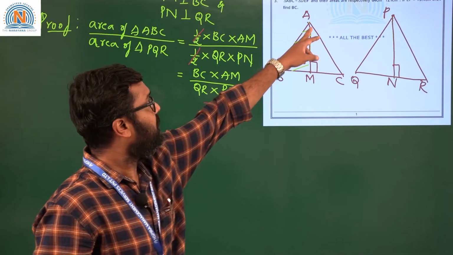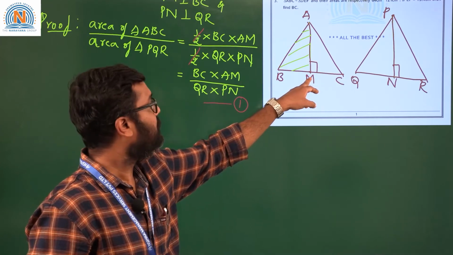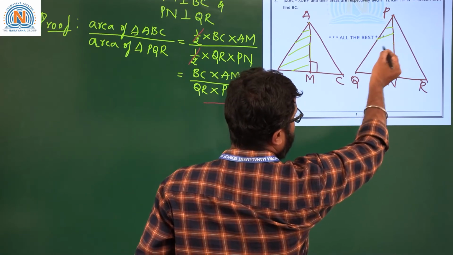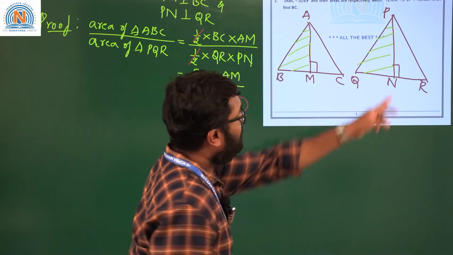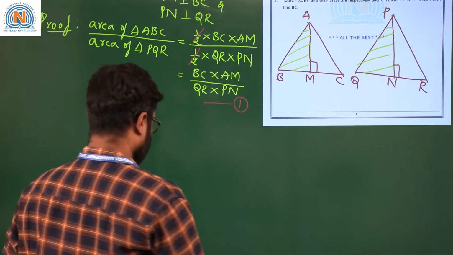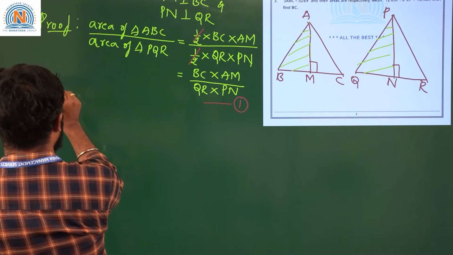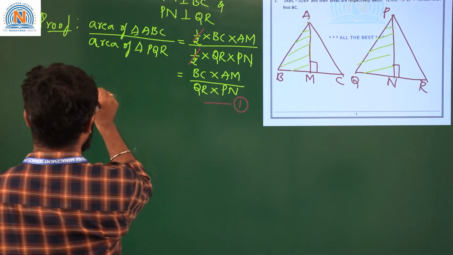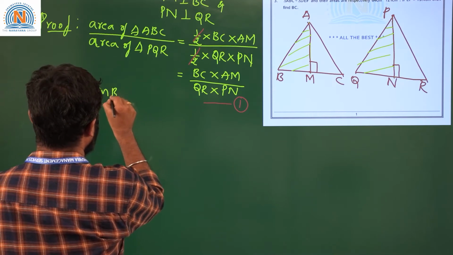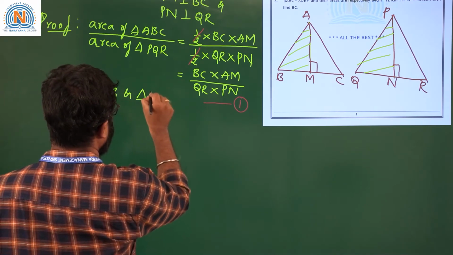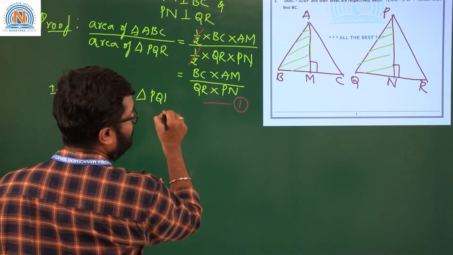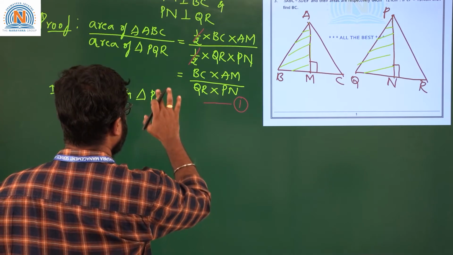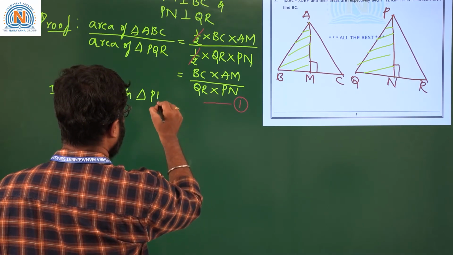this is triangle ABM, isn't it? Otherwise AMB, and here also let's take this triangle PNQ. So here in triangle AMB, and triangle PNQ, let's take it as PNQ.